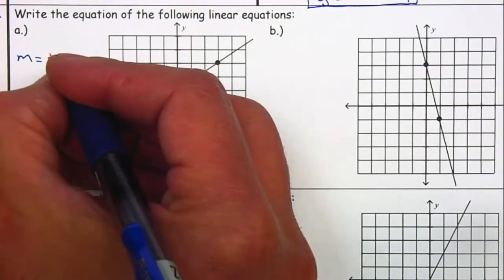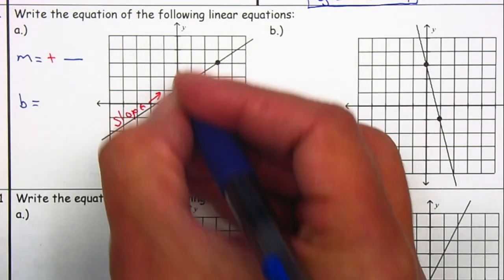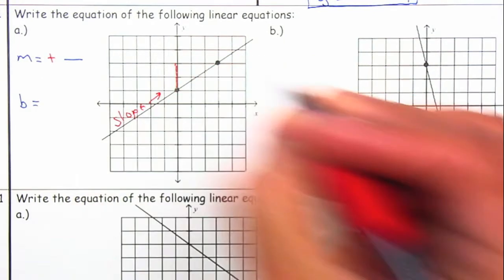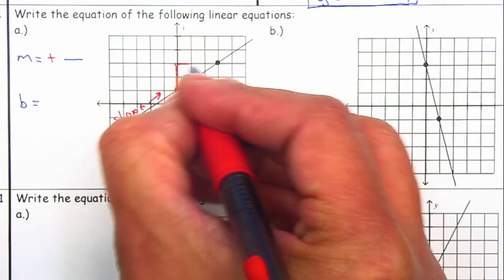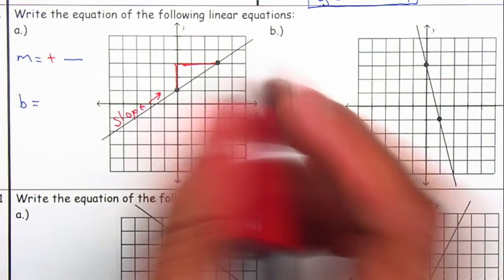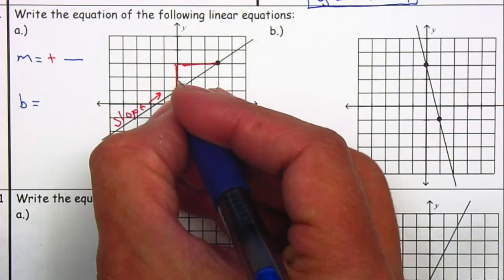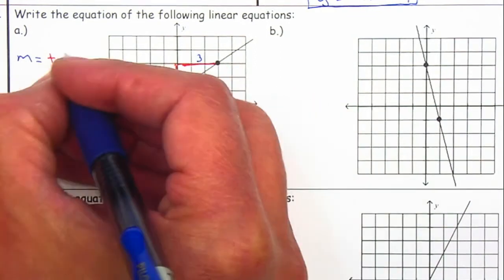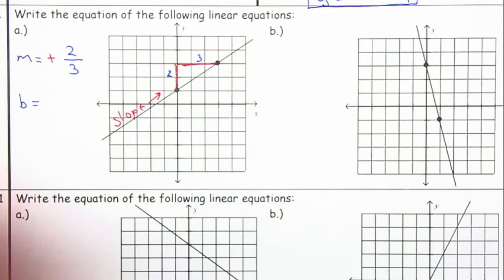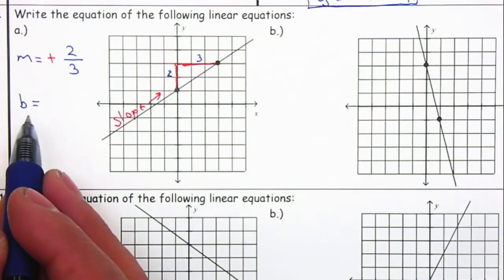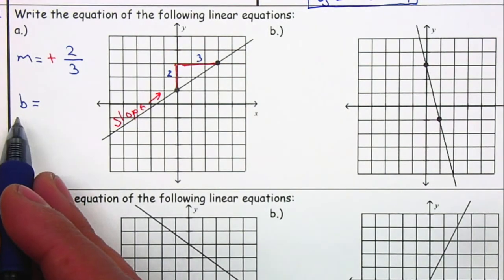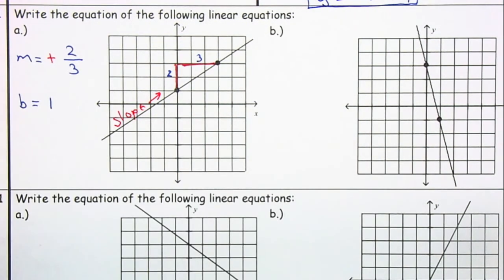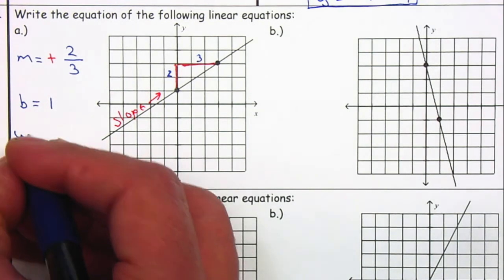Slope is rise over run, and I need you guys to make your slope triangle, so it'll be the rise, up 2, and to the right 3. So up 1, 2, and to the right 1, 2, 3. Rise 2, run 3. Now the b is the y-intercept, and that's where the line crosses the y-axis, so it's crossing the y-axis at 1. From there we can write down the equation, so let me write down the formula.